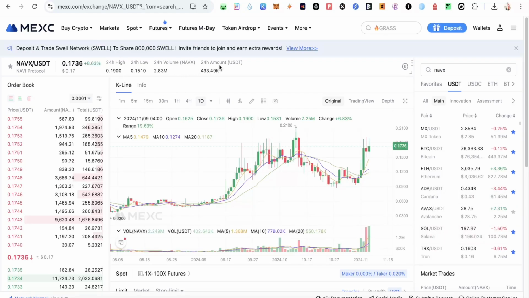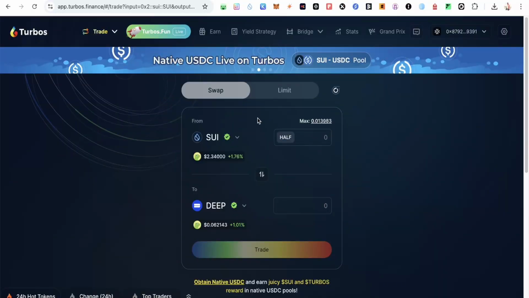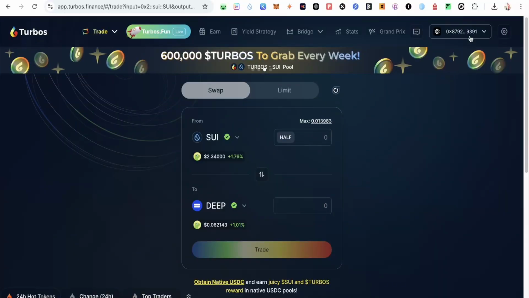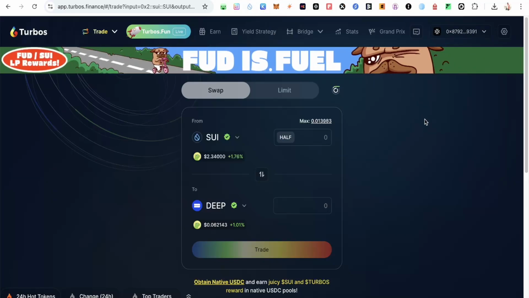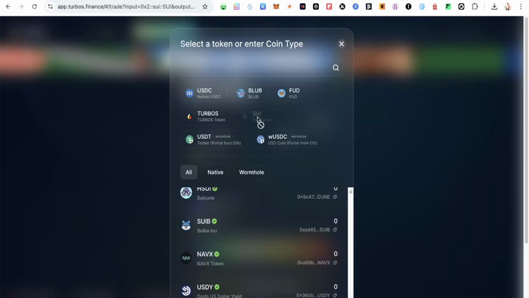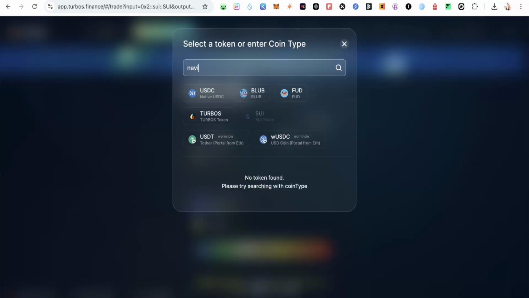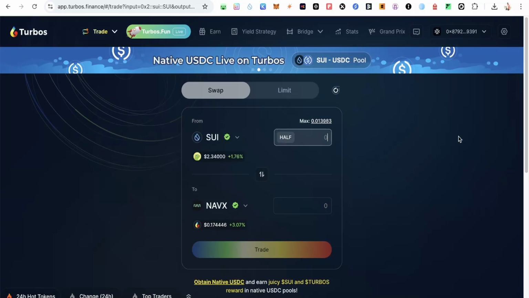Now, if you don't want to use the centralized exchange, you can also use a decentralized exchange like Turbos Finance. Simply connect your SUI wallet over here. In this case, I have connected my Martian wallet. You can also connect a SUI wallet. Now over here, you can swap SUI to Navi protocol. So simply search for Navi protocol over here on the top. It's not showing. As you can see, NAVX, simply click on this.